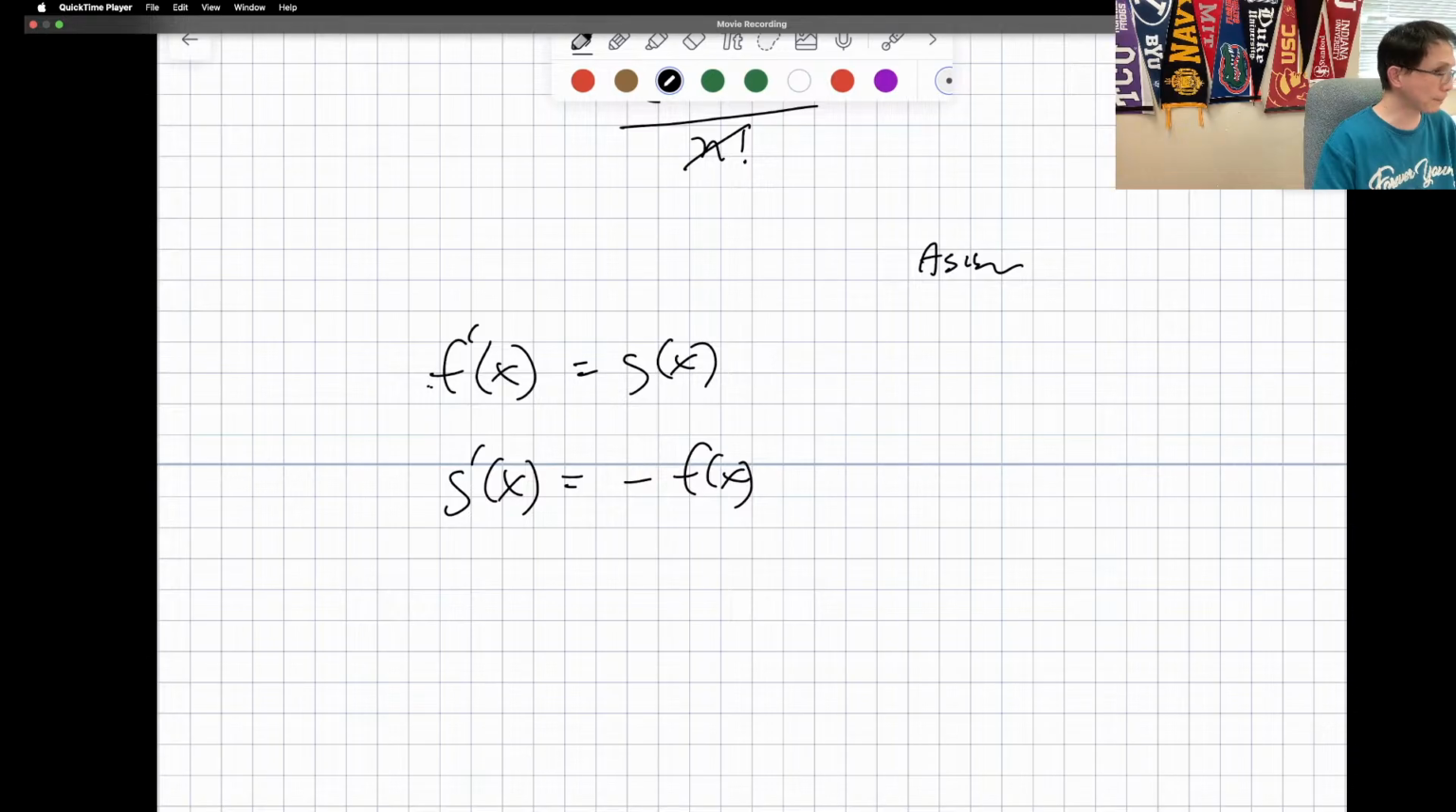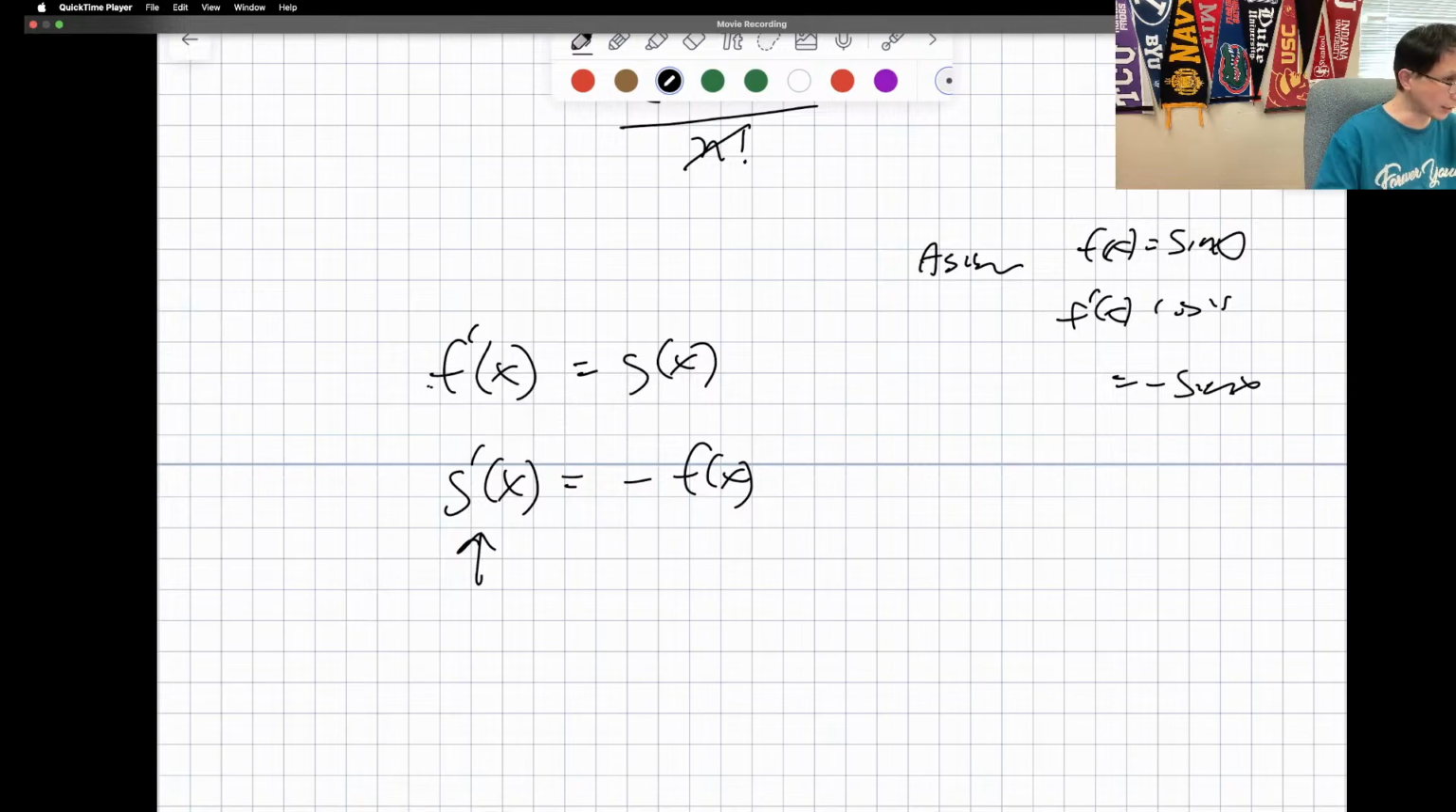Does that make sense? And so if you say, well, assume that f of x is equal to sine of x, if you take a derivative, it is equal to cosine of x. And if you take the derivative again, it is equal to negative sine of x. And this is the only one that holds true. So the same logic that you use for 63, you are going to use for 64 as well.